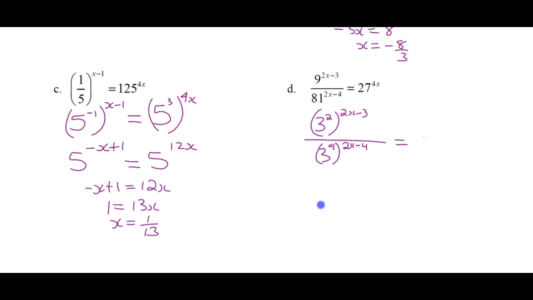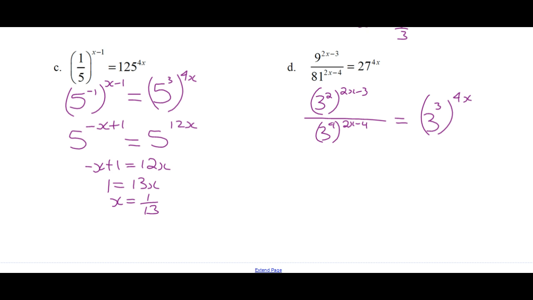Is equal to 27, which is 3 cubed to the 4x. What we're going to do is work this until we end up with the left side saying 3 to some power is equal to the right side saying 3 to the 12x. So that's what the right side is going to be. So this becomes 3 to the power of 4x minus 6 over 3 to the 8x minus 16 is equal to 3 to the 12x.